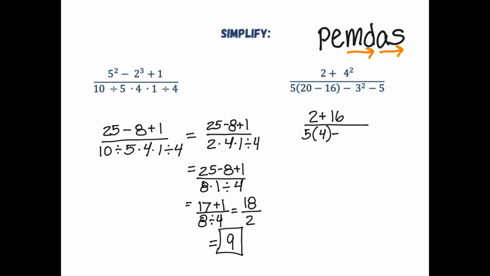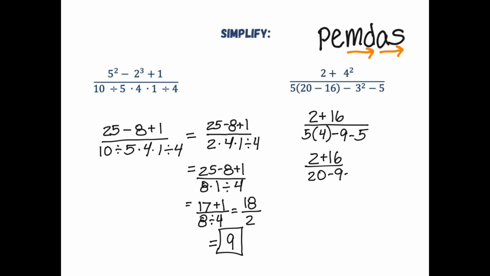So that's the next step I'm going to write down. After that, I'm going to just bring down the minus 5 as well. From here, I have multiplication in the bottom still, so I'm going to do that next. 2 plus 16 over 5 times 4 is 20. And then I'm going to bring down minus 9 minus 5.